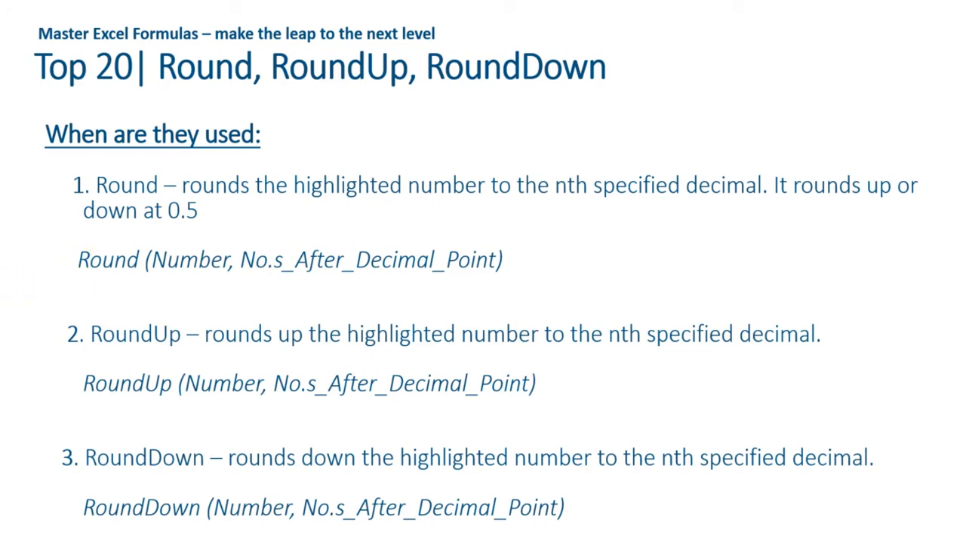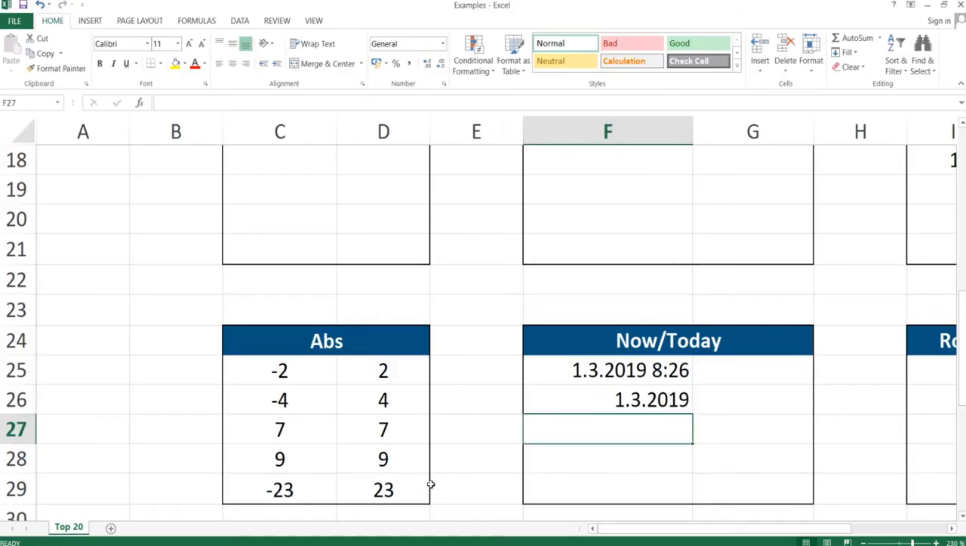ROUNDUP does the rounding, but to the next highest number after the specified number, depending on how many decimal points you want to leave or round this up to. And ROUNDDOWN rounds down the highlighted number to the specified number of decimals. So let me show you an example of this as well.